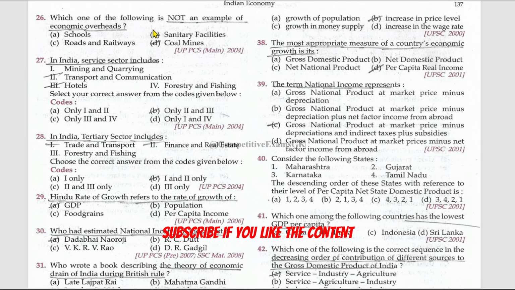Which one of the following is not an example of economic overheads? Coal mines. Other than it, these three are examples of economic overheads: schools, roads and railways, and sanitary facilities. In India, the service sector includes transport and communication and hotels.